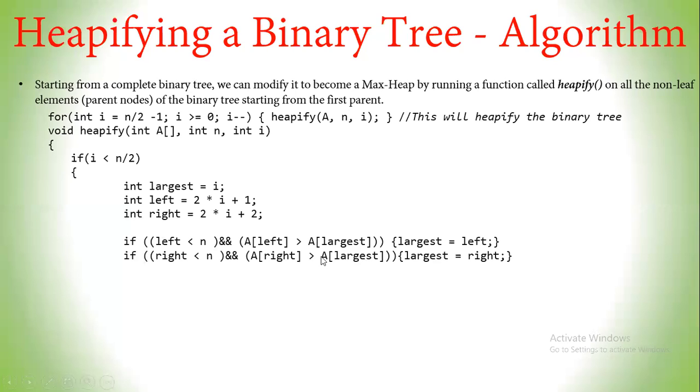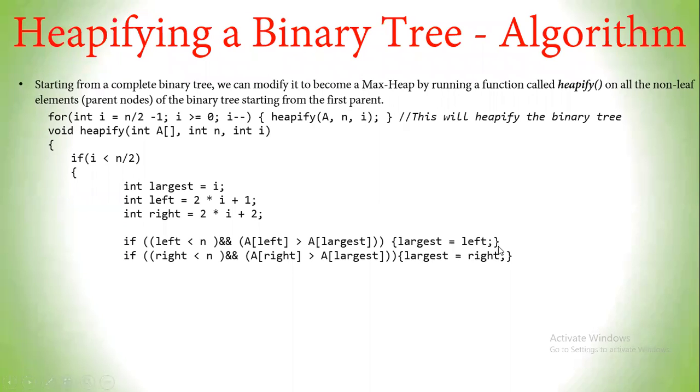If the value at left is less than the value at right, then largest should be right. But if this was not true, that means largest is not left, but largest is I, so largest is still the parent node. Then this will compare the right child against largest. If this is not set, then the right element will be checked against the parent node. If the right element is greater than the parent node, or greater than the left node, then largest will be right.